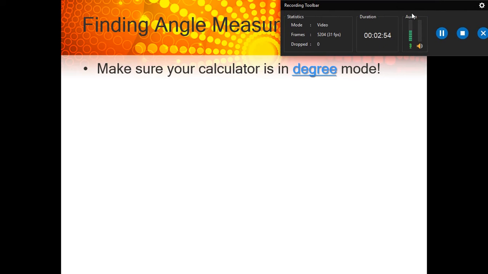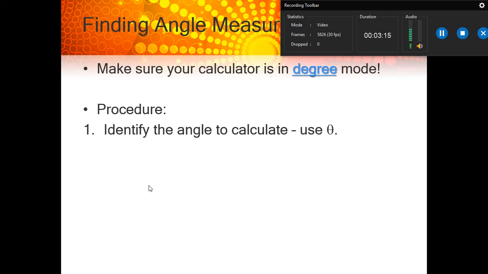What we're going to do today is find the missing angle measure in the triangle. Again, we want to make sure that your calculator is in degree mode. If it's not, you'll want to use the gear in the upper right-hand corner to convert it. These are the steps that we're going to go through when we find the angle measure. So first thing, we want to identify the angle that we're going to calculate. You can use X, you can use a question mark. Typically in trigonometry, we use the Greek letter theta to represent a missing angle measure.